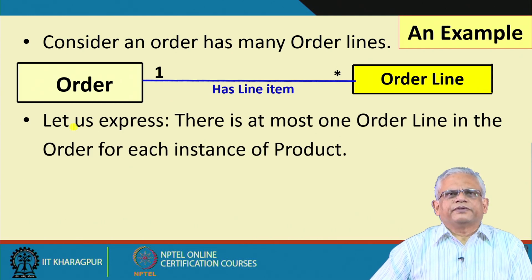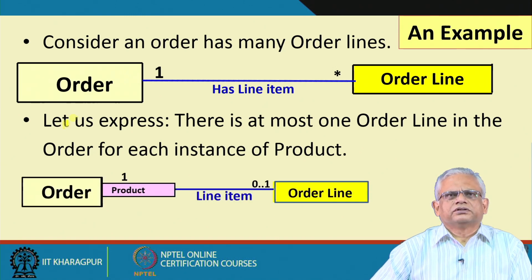Now, we want to be more expressive. We want to express that there is at most one order line in the order for each instance of the product that is ordered. That means that there will be no two instances of the order line for the same product. Given a product, there is at most one order line in the order. How do we express that? We will use the qualified association.